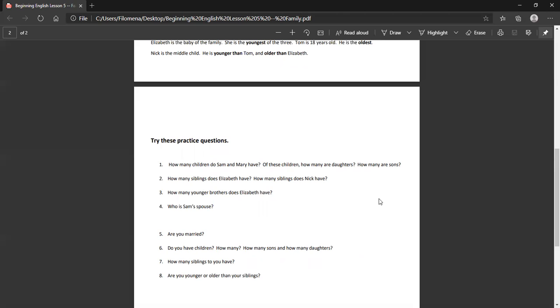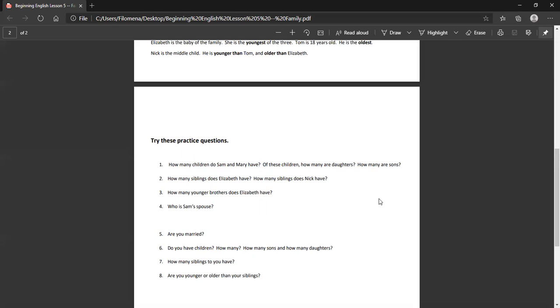How many siblings does Elizabeth have? Elizabeth has 2 siblings, 2 brothers. How many siblings does Nick have? Nick has 2 siblings, a brother and a sister. Actually, a younger sister and an older brother.